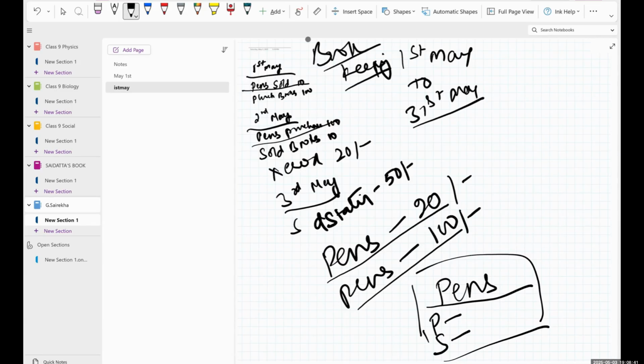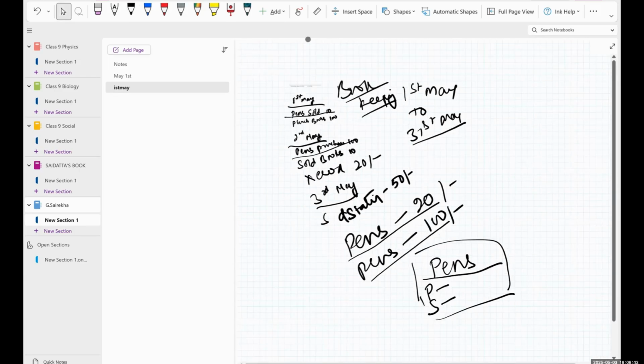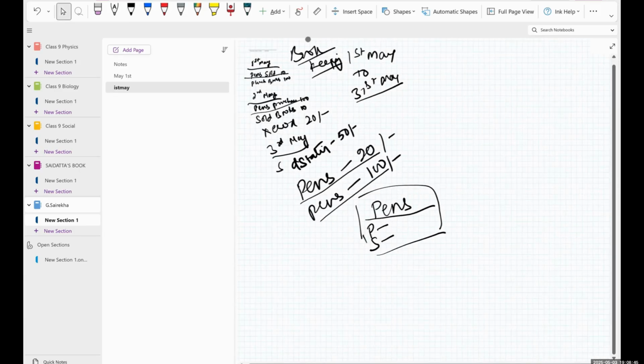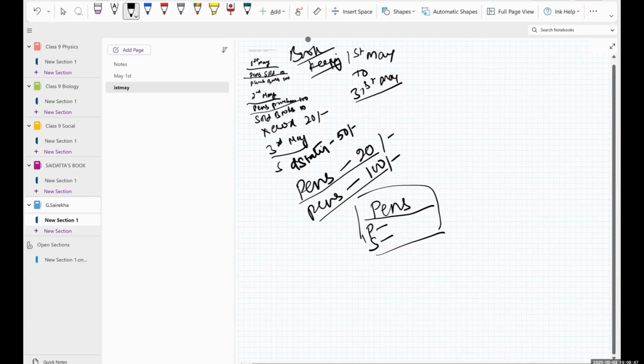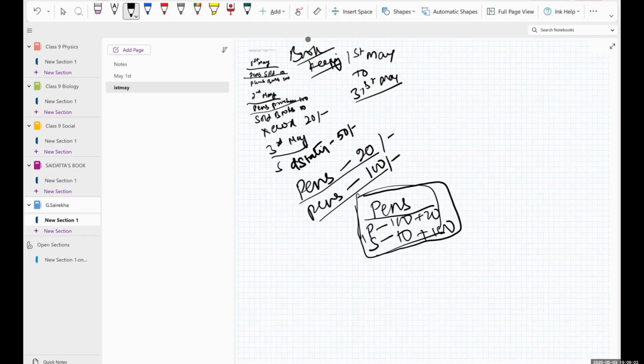Okay, ma'am. So on 1st May, what happened? Your pens were sold for 10 rupees. On 2nd May, you purchased pens for 100 rupees. On 3rd May, you sold pens for 20 rupees and you purchased another pens, some 100 rupees. Now, for all pen-related transactions, you gave one separate page and wrote whether you purchased or sold, and by how much. Similarly, you'll open another fresh page.